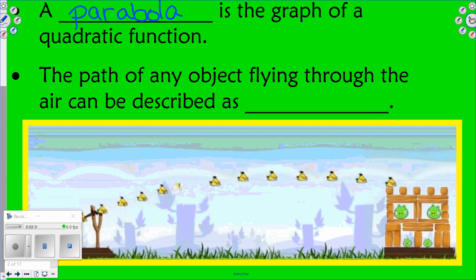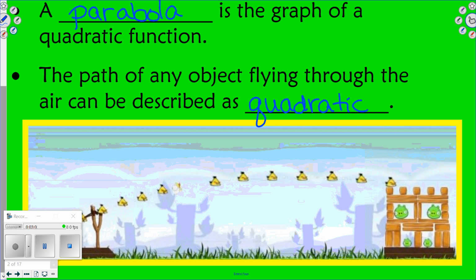All right, guys, the path of any object flying through the air can be described as quadratic. Quadratic is anything that's x squared. If we're graphing something x squared, it's quadratic, and its graph is called a parabola. Now, I have a picture of Angry Birds on there. Why? Angry Birds is nothing but math, you guys. It's fun to play and mindlessly think about it, but this shape that they're making, that's a parabola. It's a very flattened parabola, but it is.